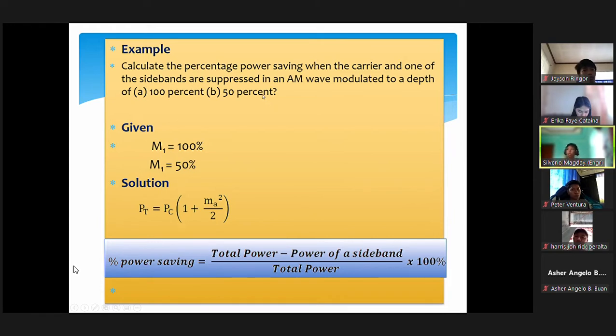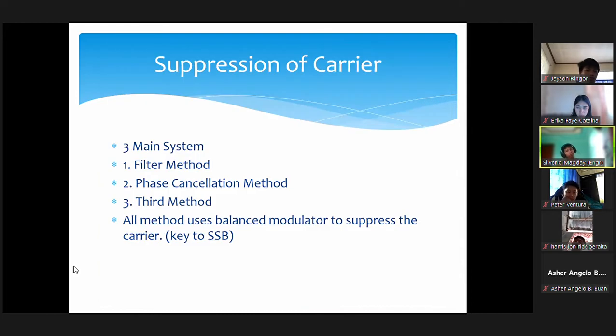So, the lower the modulation index, mas nakakapag-save ka pa, it saves you more power. One application ng ganito, yung may suppression, is in mobile communication. Okay, how about pag suppression naman ng carrier? So, there are three main systems. Ito yung katumbas na mga technology wherein we have the filter method, phase cancellation method, and the third method.